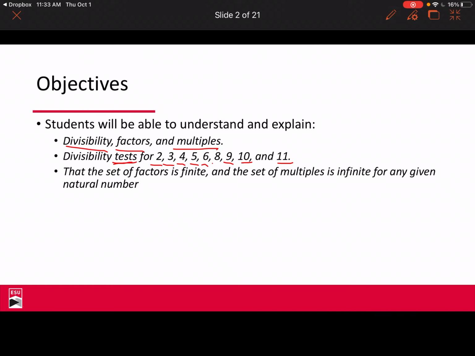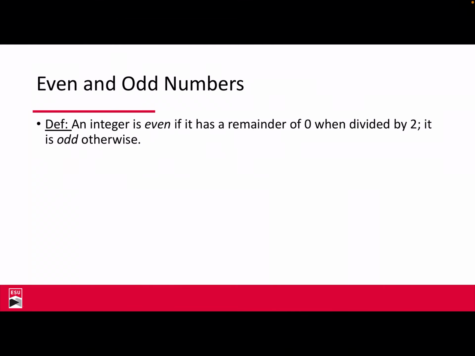It's also important, and we'll get to this a little bit more in a future video, that the number of factors of a number is finite and the number of multiples of a number is infinite. So, starting with a definition for even.